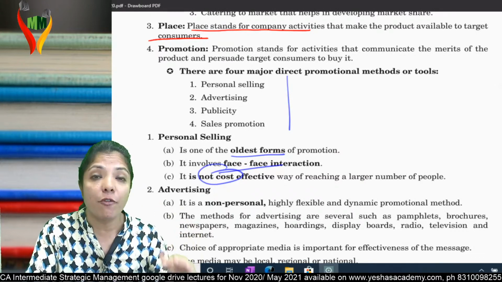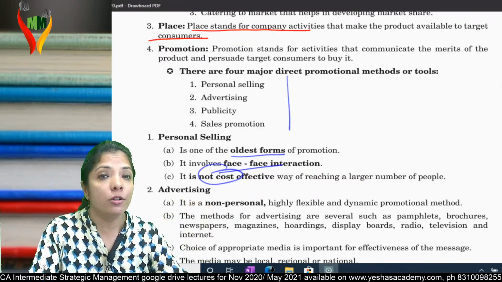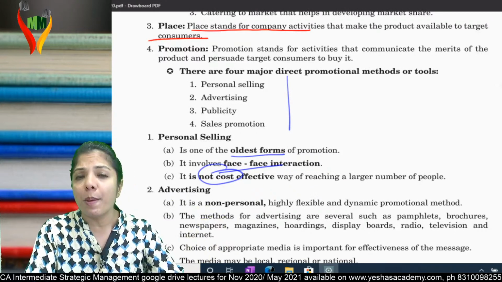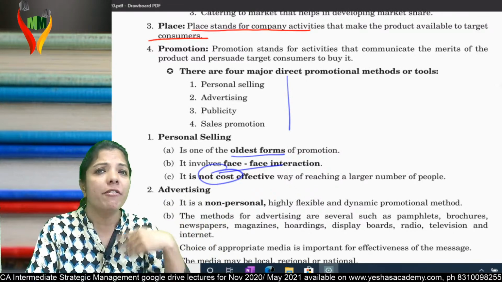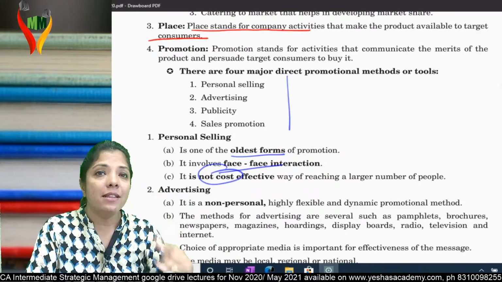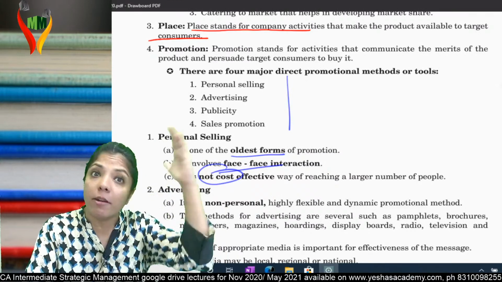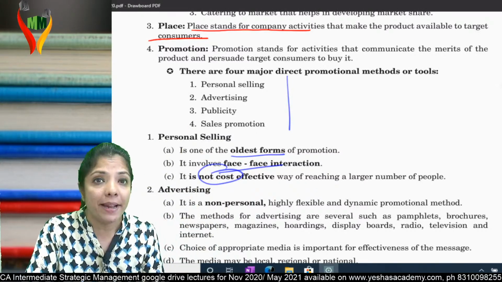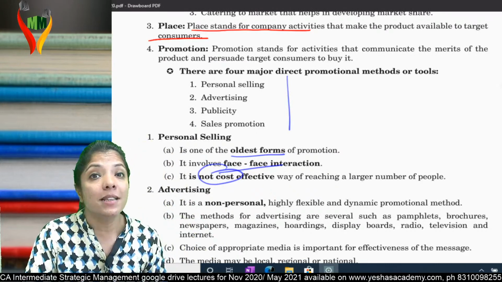The major difference, for example: if I go for neon signboards, glow signboards, newspaper ads, TV ads, television, radio, I may go for ads on a train, on an auto rickshaw, on a bus. I go for pamphlets. All of these I have to pay for. This is called advertisement.